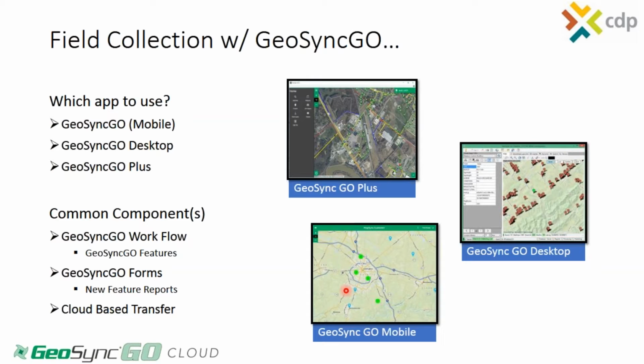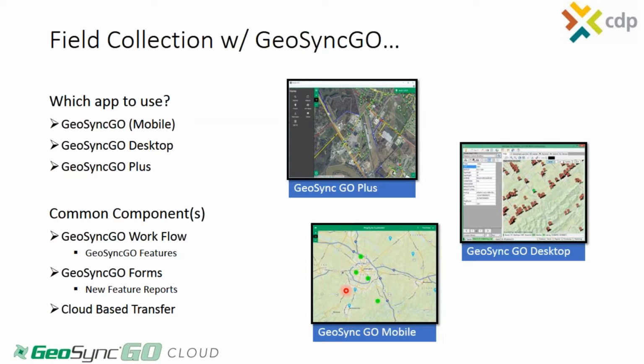To get started, first thing we'll talk about is the field collection with GeoSync GO. We'll utilize GeoSync GO as our field collection tool out in the field collecting data. For this process, you can utilize GeoSync GO Mobile, the original mobile product application, the GeoSync GO Desktop, which of course has to be on a Windows platform, or you can use our latest and greatest GeoSync GO Plus.